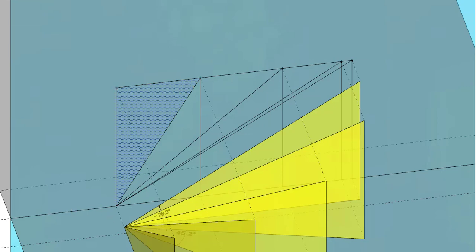Okay, so what does this mean? It means that the locus of the points of the front view projections of a line of constant inclination to the horizontal plane and varying inclination to the vertical plane, they all lie in the same locus.